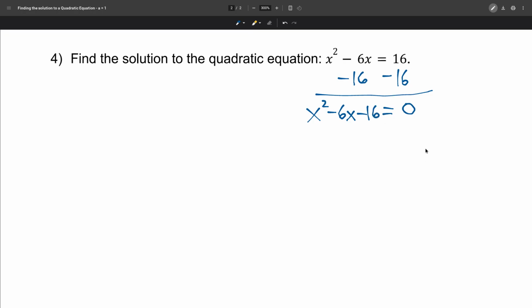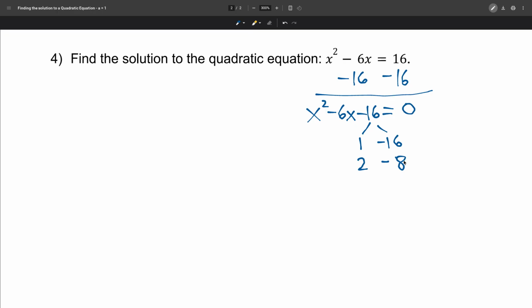equals 0. Now we have a negative here and a negative here, meaning I have to have a positive and negative factor to multiply to negative 16. Because they add to negative 6, the negative has to be further away from 0 on the number line. So I could try positive 1 times negative 16, but that adds to negative 15. I could try positive 2 times negative 8.